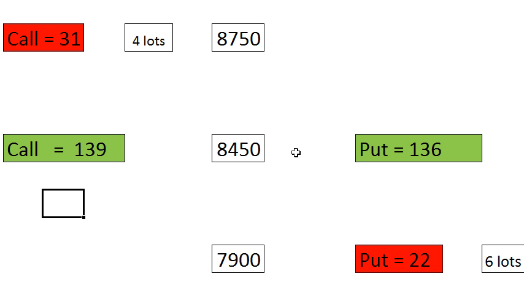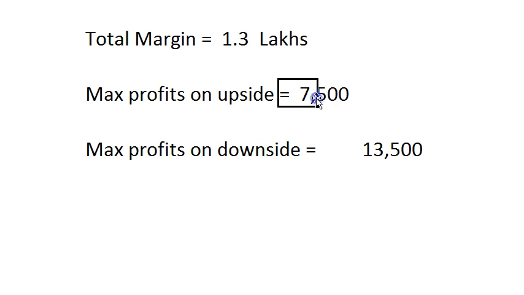And always keep reinvesting the profits, whatever premiums that you collect every month. So it can be like 7,500 in profits or 13,500 in profits per lakh. This is extremely good returns, because you can very easily make around 2% to 10% returns in a month, which is extremely cool.